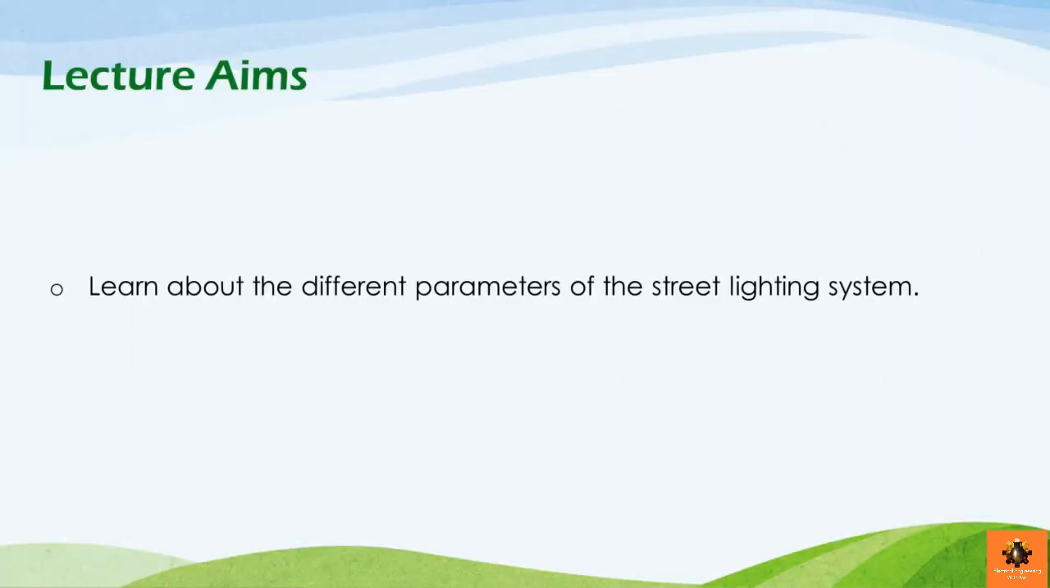The aim of this tutorial is to continue learning about the different parameters of the street lighting system. Hence, we will know how to set those parameters to the required values according to our designing condition.